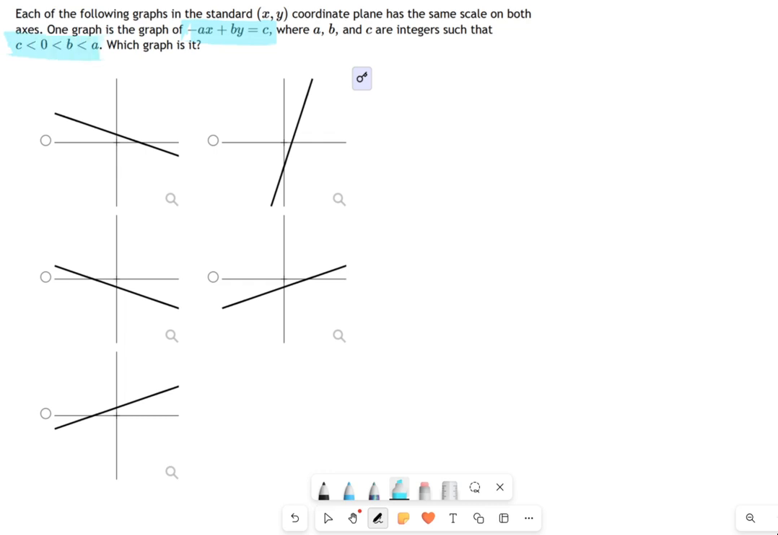And then we have this piece of information that's very useful: a, b, and c being integers. Okay, that's important. In other words, whole numbers. They're not fractions. That'll make our life easier.